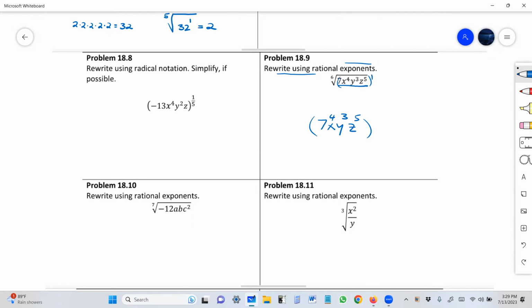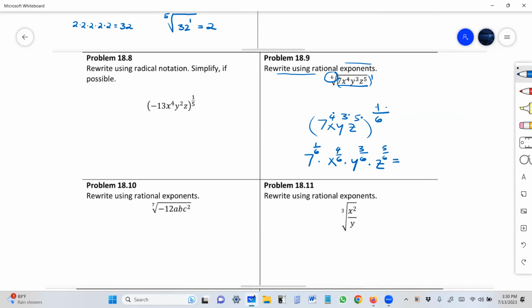There's like an invisible 1 right here, and this number goes there. Okay, so you could leave it this way, or sometimes you can simplify a little bit. So now we apply properties of exponents, and we're going to review them shortly. But it would be 7 to the 1/6 times x to the 4 times 1/6, which is 4/6, times y to the 3 times 1/6, times z to the 5 times 1/6.